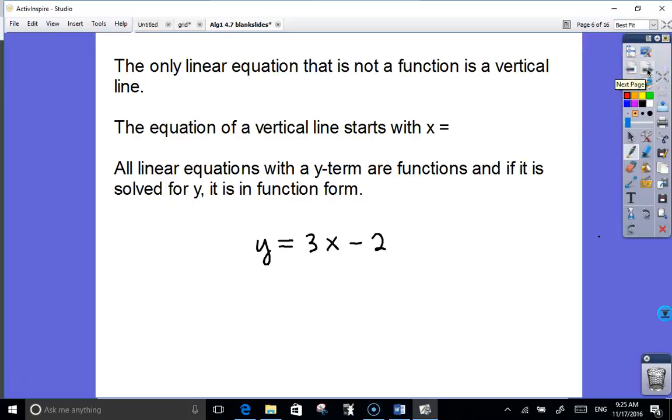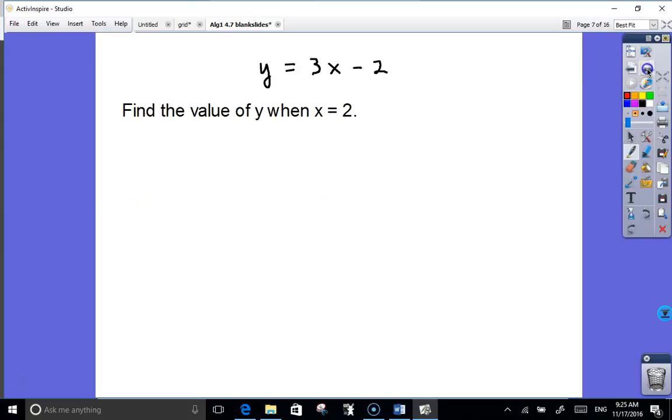So that could be like a test question, something like, are all linear equations functions? True or false? All linear equations are functions. No. Give an example of a linear equation which is not a function. No, a vertical line. Say x equals 2, x equals 3. There's an example.